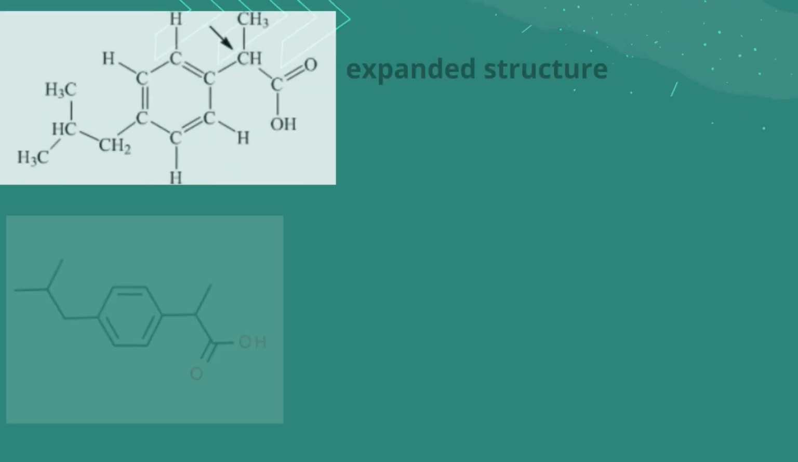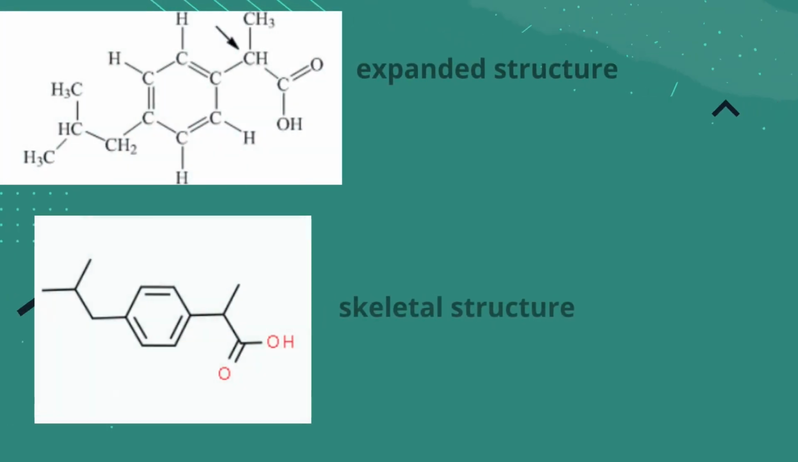These are the expanded and the skeletal structure of ibuprofen respectively. The arrow in the expanded structure shows the position of the chiral carbon. A chiral carbon is basically a carbon atom that is attached to 4 different substituents, which in this case, is present in ibuprofen.